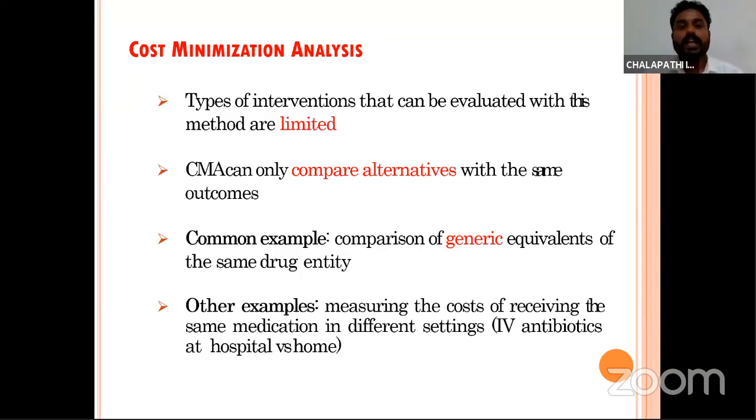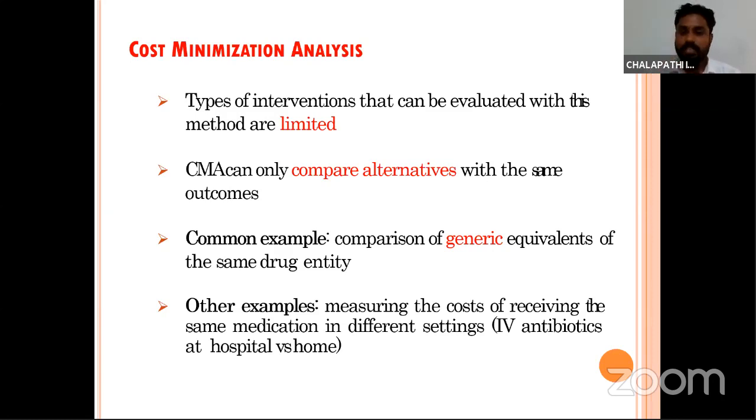Next, it can compare only alternatives with the same outcome. You cannot compare a drug which has a hypertensive outcome with one that has a diabetes outcome. Both drugs should have the same outcome, which is reducing the blood pressure. Is it clear? The alternatives being compared should have the same outcome.